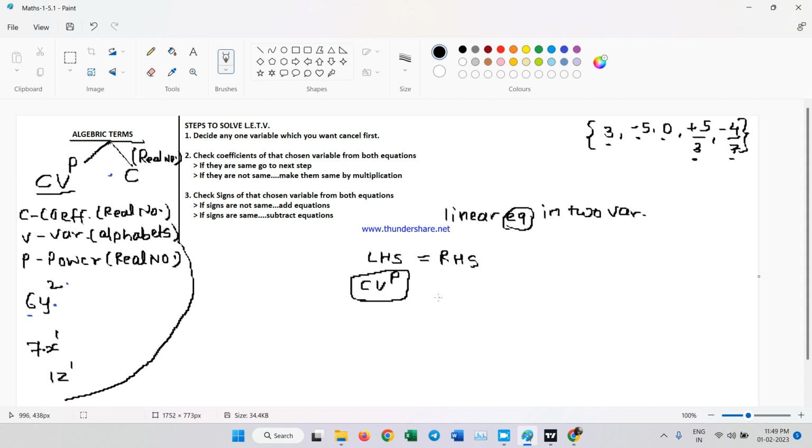CVP, the variable terms on LHS, and we will try to keep the constant terms on RHS. In short, the variable terms on one side and the constant numbers on the other side. Okay, these should not be on the same side. This is the basic rule of solving the equations. Okay.